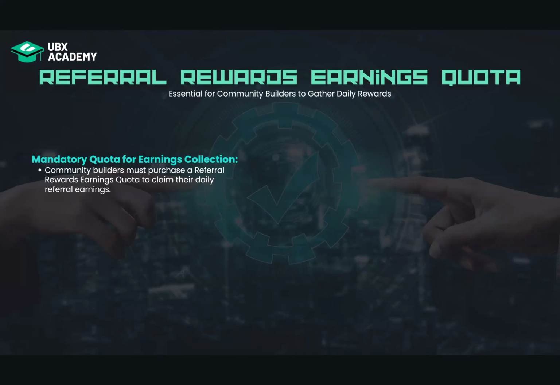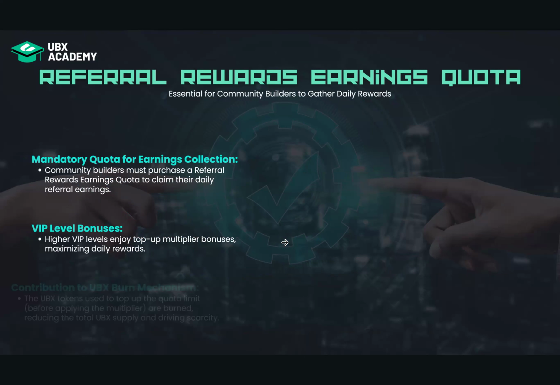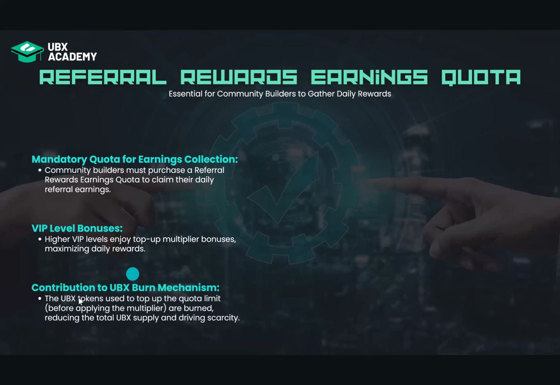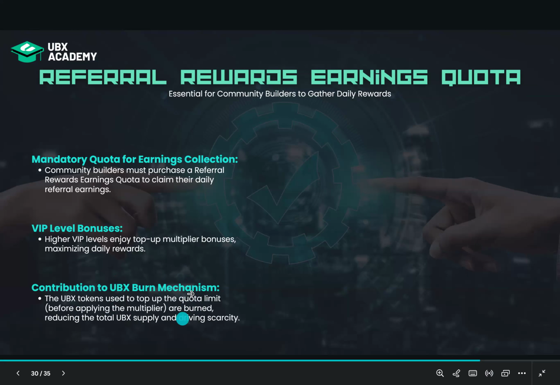So, referral reward earning quota. Now we come to this quota. The community builders must purchase a referral reward earning quota to claim their daily referral earning. So for VIP level bonuses, the higher the VIP, you enjoy more multiplier bonuses, to have a maximum daily reward. And all these contribute to the burning mechanism for UBX.